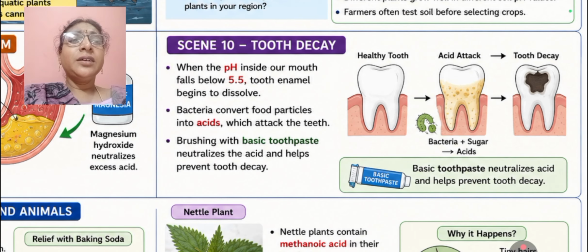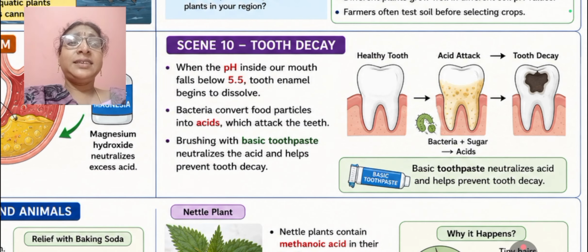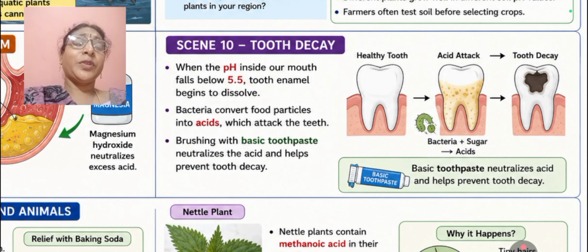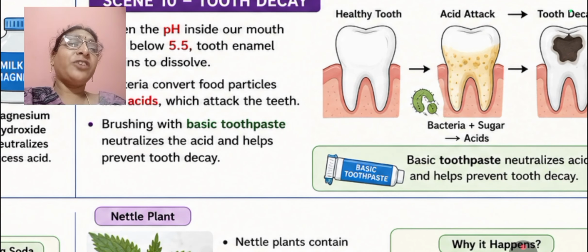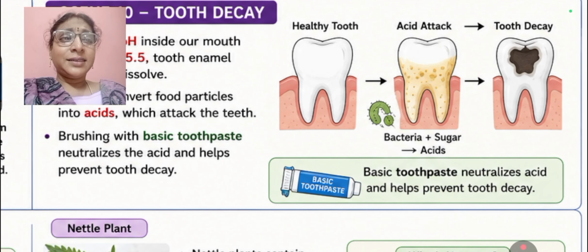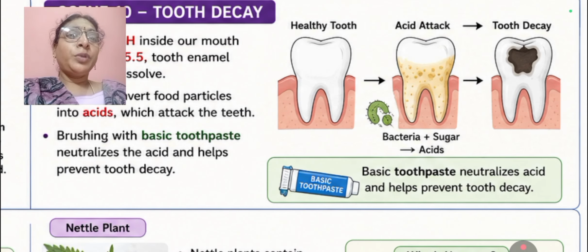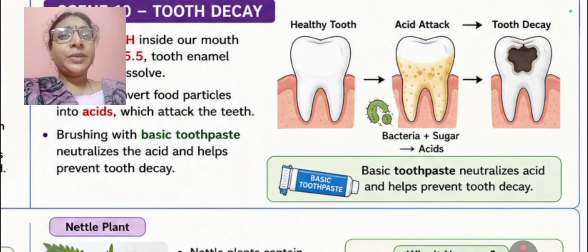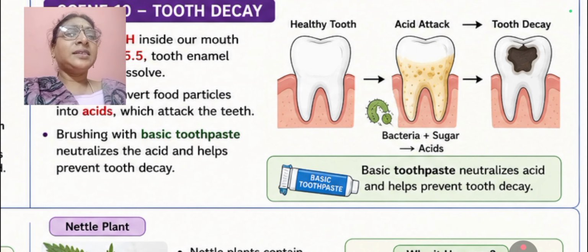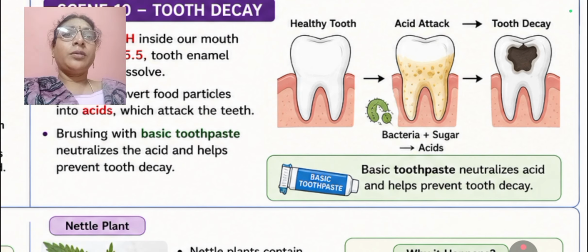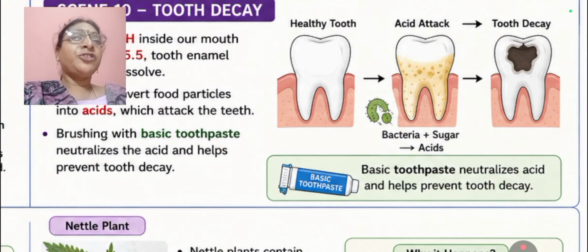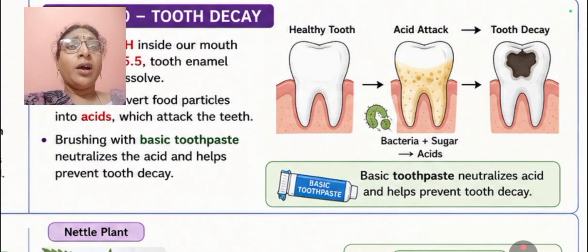Brushing with basic toothpaste neutralizes the acids and helps prevent tooth decay. We have to brush every day because the acid is neutralized by our toothpaste. That means toothpaste is basic in nature, and it neutralizes the acids in our mouth. So every day we must use a brush and clean our teeth.